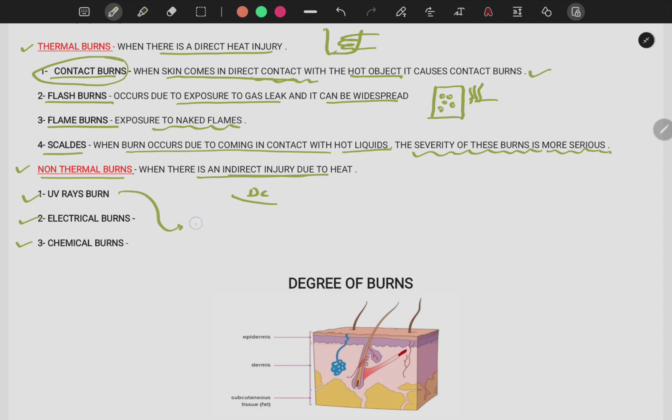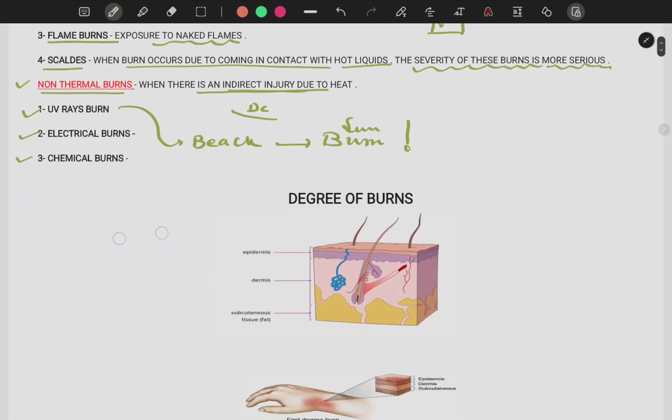Remember, when we are on a beach, we might get sunburn after we are exposed for a really long period of time, right? Sunburn is an example of a non-thermal burn. Electrical burns and chemical burns are the other subtypes.